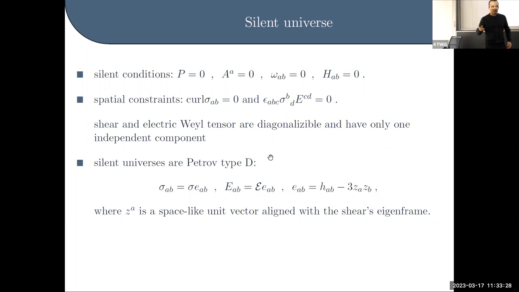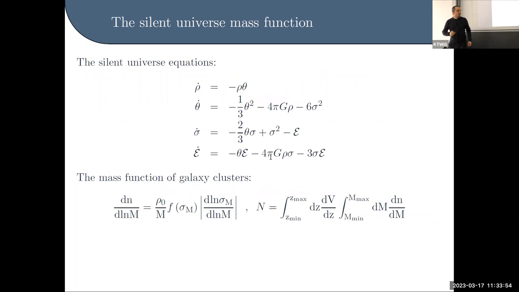Also what is nice is that the shear and the electric part share the same eigenframe, so they are both diagonalizable, and they can be described by single numbers, which I put here. Now I will move to a simple application of this model. This is the beauty of the simplicity of this model. We have only four ordinary differential equations for four fields: the density, expansion, the shear, and the electric part of the Weyl tensor. This system is fully integrable.